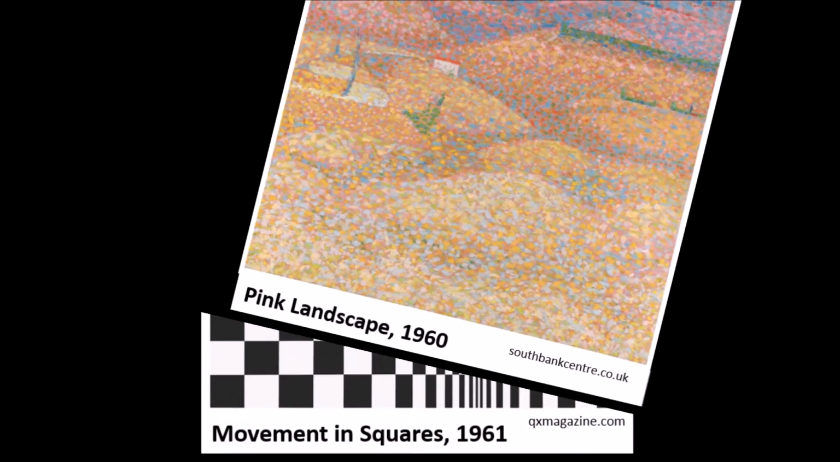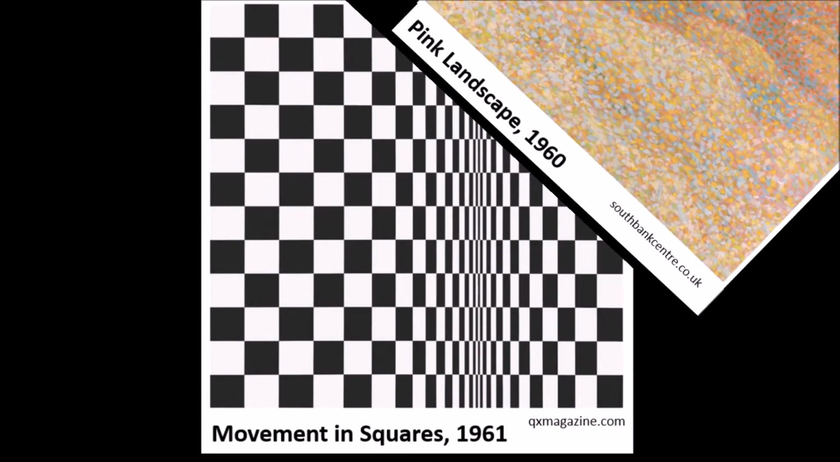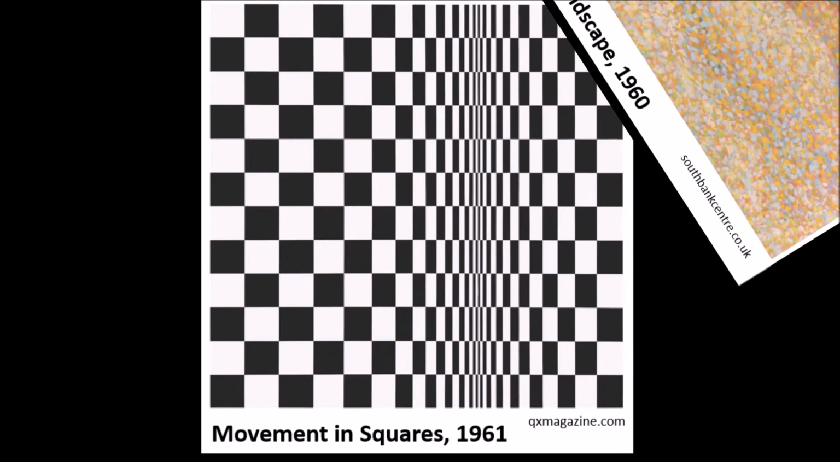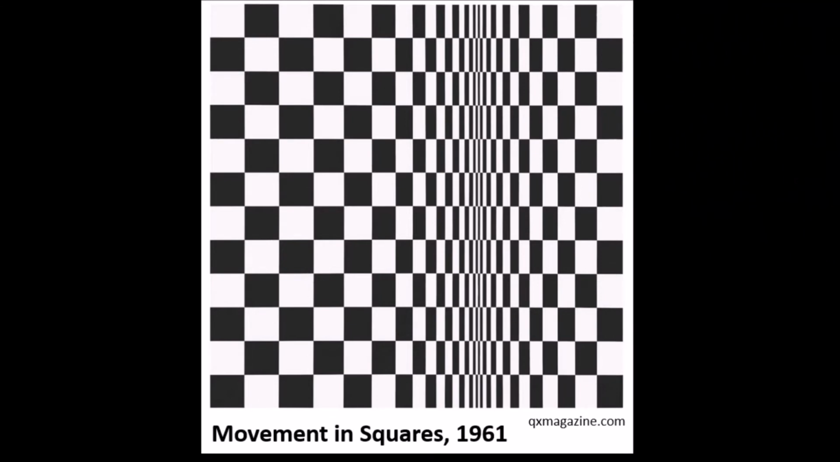Have a look at this painting called Movement in Squares. Does it make your eyes feel funny? When Bridget first exhibited her black and white abstract paintings, people were amazed at how they seemed to move. It was like she was painting with electricity, and the patterns were live wires. This style of painting is known as op art.